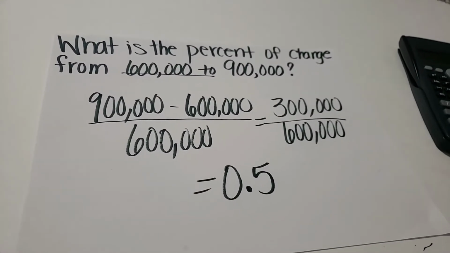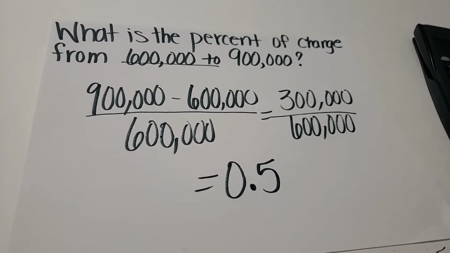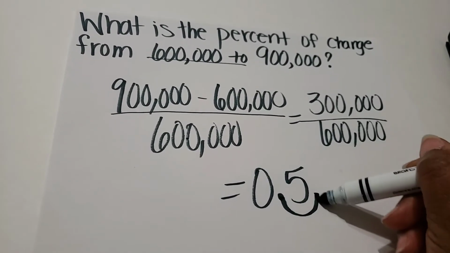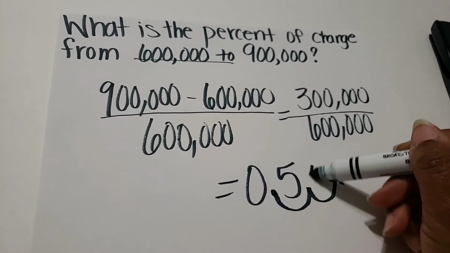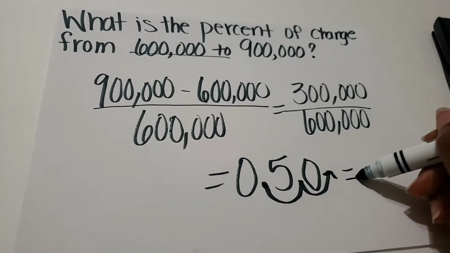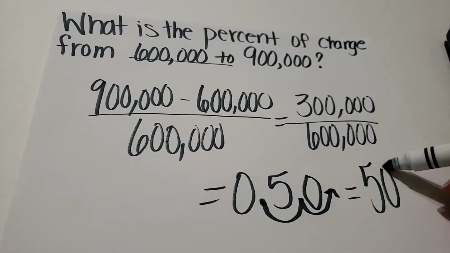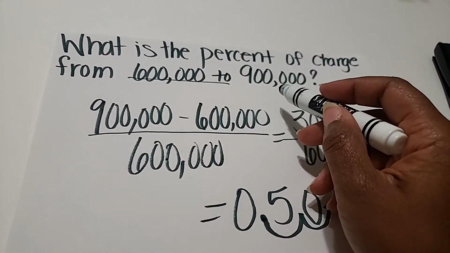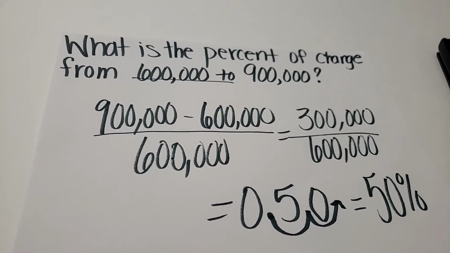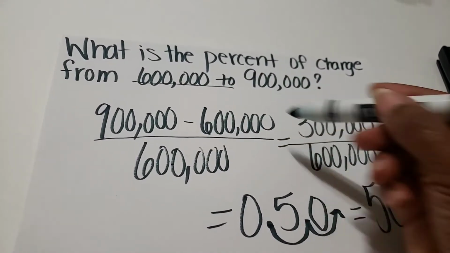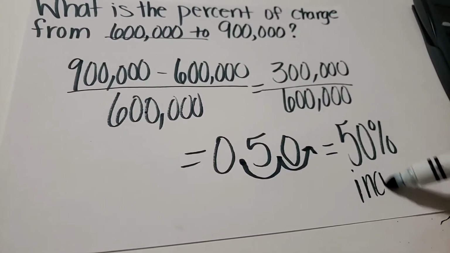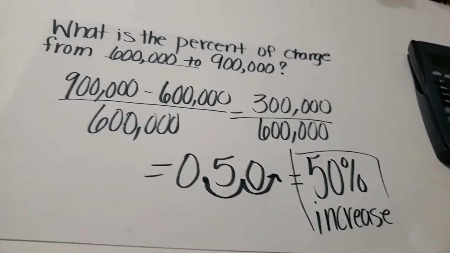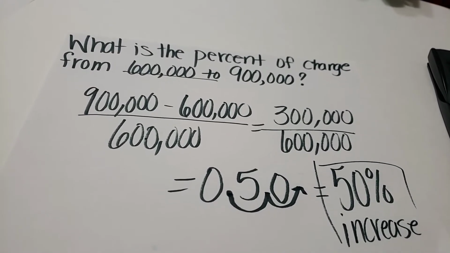Remember, the question asks for the percent of change. Well, in order to change our decimal to a percent, we take the decimal, move it 2 places to the right. If there's no number, we fill that in with a 0, and that is going to be 50%. What is the change from 600,000 to 900,000? Is that an increase or a decrease? Well, from 600,000 to 900,000 is an increase. So my answer is a 50% increase.